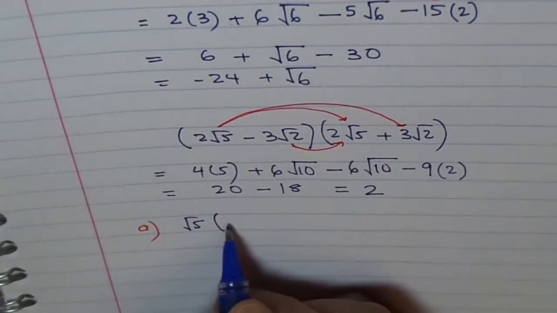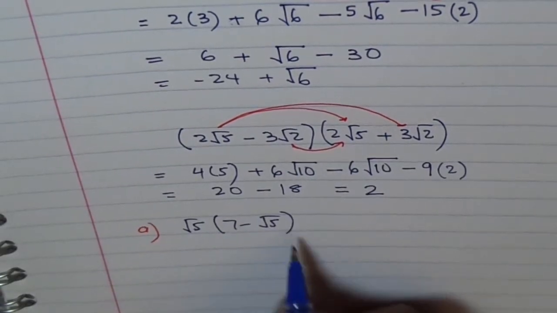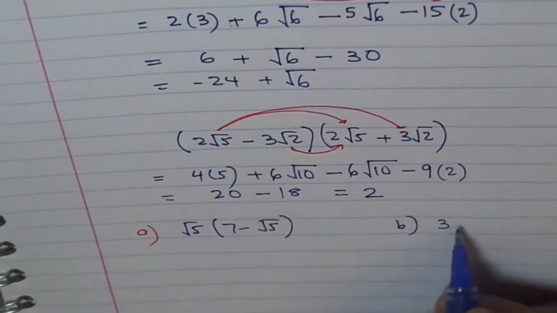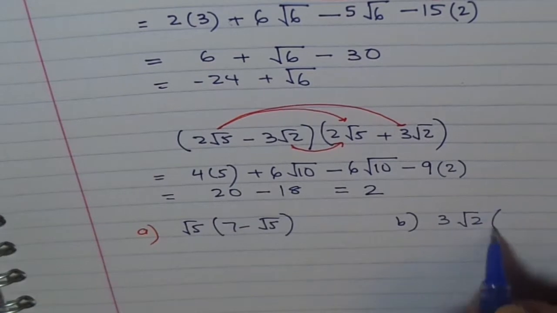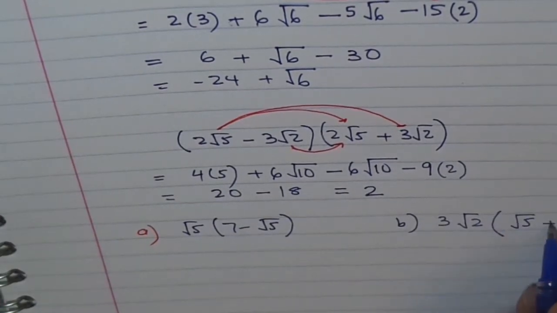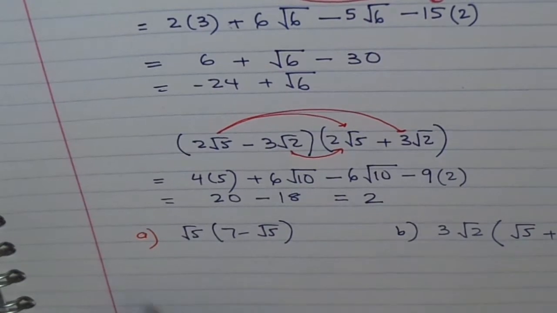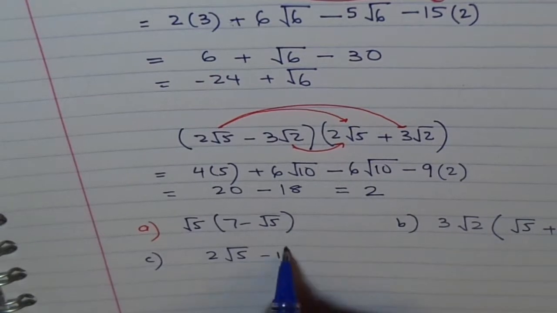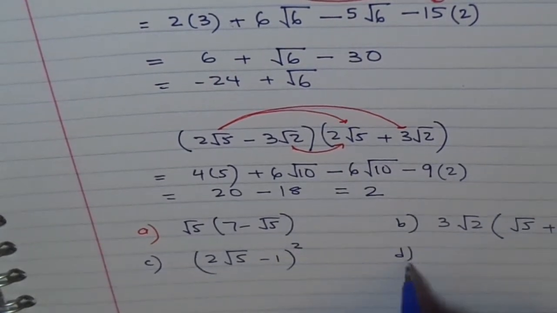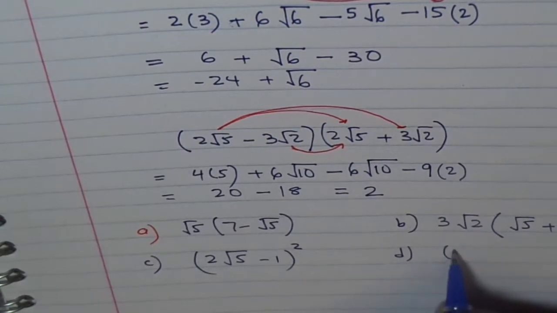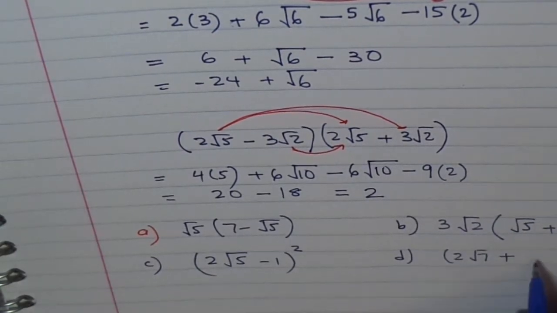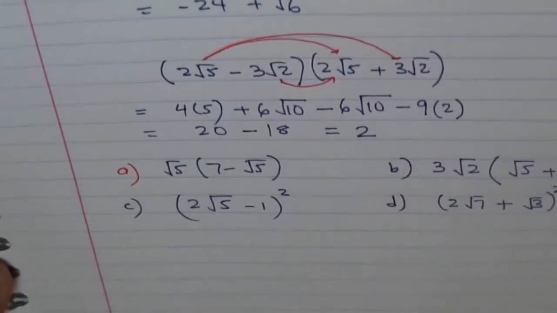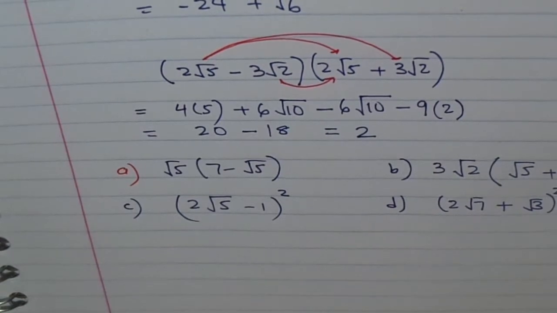These are a few questions for you to try. Let's say this is one, you can try this and then do this. Here we have a radical, and here this is with a mixed radical. And we can do like this, 2 square root 5, let me take 1 whole square. And one you can try with a plus sign in between. Let's say 2 square root 7 plus square root 3 whole square. That means you are multiplying 2 square root 7 plus square root 3 with 2 square root 7 plus square root 3.